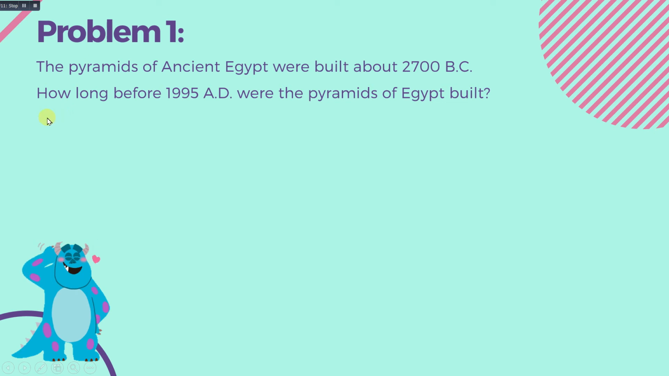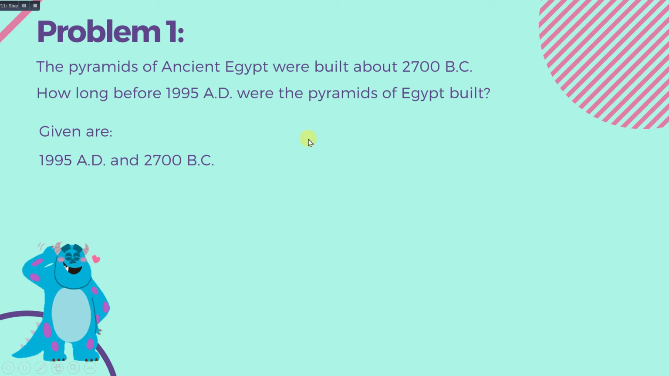So again, retain the first number, change the sign of the negative number to positive, and change the subtraction to addition. And do the math using the addition rule. We just have 4,695. So therefore, the pyramids were built about 4,695 years before 1995 AD.